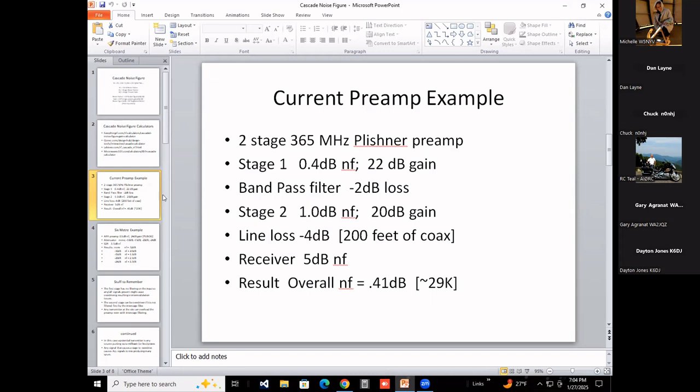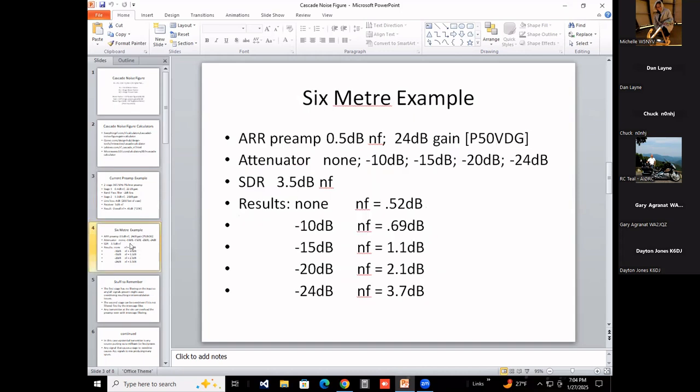So then we go on. That's our current preamplifier up in the dish, but I wanted to add a 6-meter example that Paul is using down there. Paul has an Advanced Receiver Research preamp, I think, and it's about a half a dB noise figure and 24 dB of gain. It's a model number P50VDG.